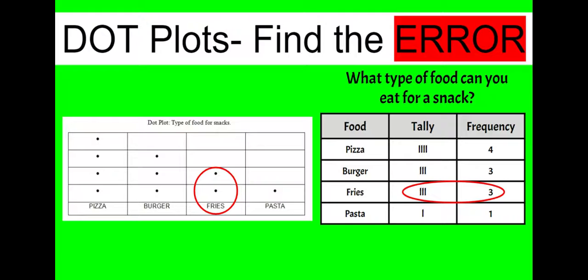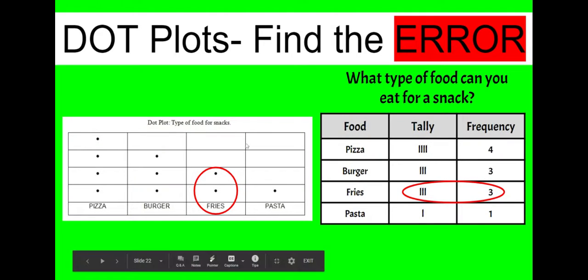If you said that fries had an error, then you are correct. The dot plot says that there's only 2 votes for fries, but on our frequency table, it says there should be 3. So that is an error. And you can be asked questions as to where's the error, like which one's wrong. So you have to make sure that you are matching the frequency table numbers to the dot plot.